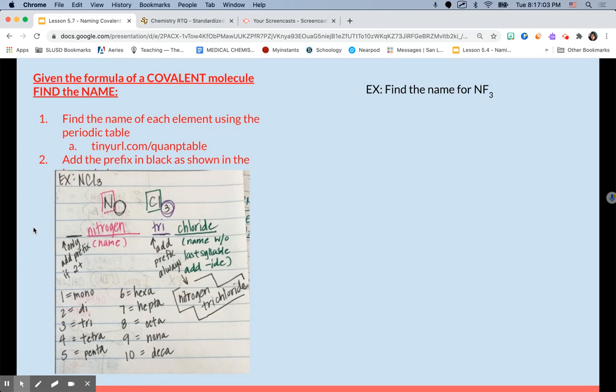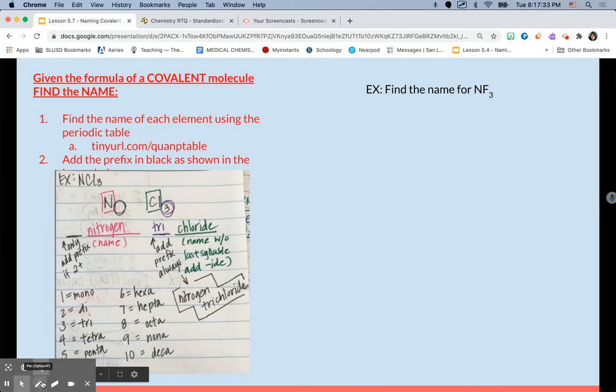So let's discuss in detail the naming conventions of how covalent molecules work. So in order for you to name a covalent molecule, I first need to give you a formula. So for example, we have NF3 to work with, and these are the 2 steps for naming. Right, so step number 1, we're going to find the name of each element using the periodic table.